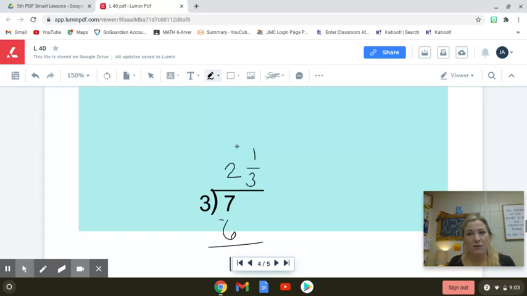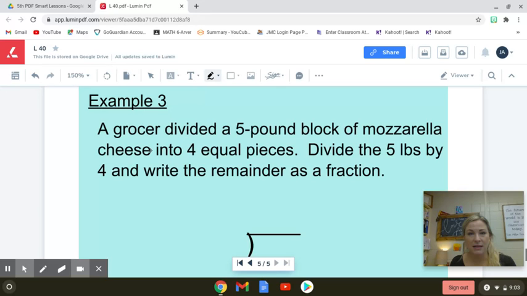A grocer divided a 5-pound block of mozzarella cheese into 4 equal pieces. Divide the 5 pounds, that's going to go here in your dividend place, by 4, the divisor, and write the remainder as a fraction. So again, we're creating a mixed number. Please pause your video and give this a try, and unpause when you're ready to check your work.